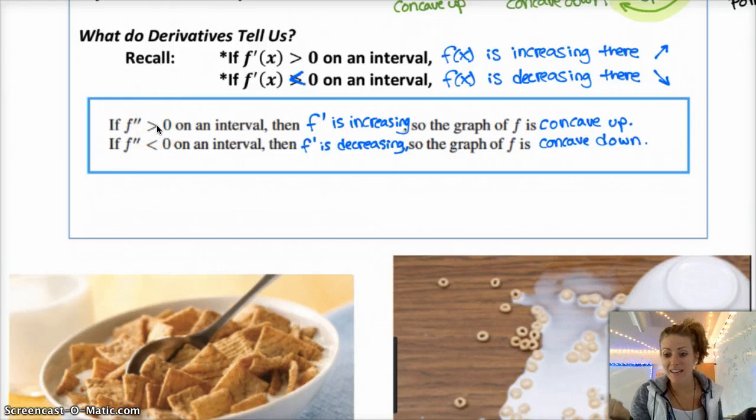And that's why the cereal bowl thing, I think, makes sense, because if f double prime is positive, then you're positive because your cereal is in your bowl. Like, you feel good, you're happy. And if f double prime is negative, then your cereal's all on the floor and you're having a really bad day. So negative is bad, and positive is good. Good cereal, bad cereal. Concave up, concave down. Okay, hopefully that makes sense.